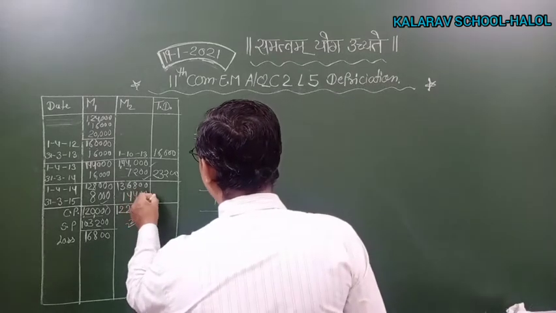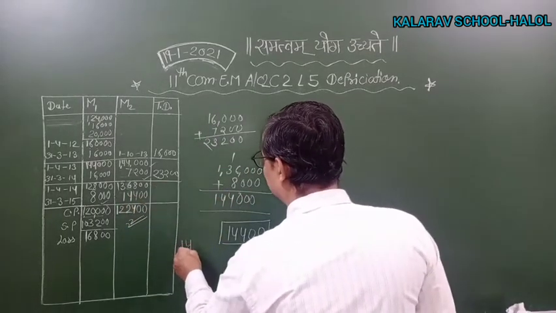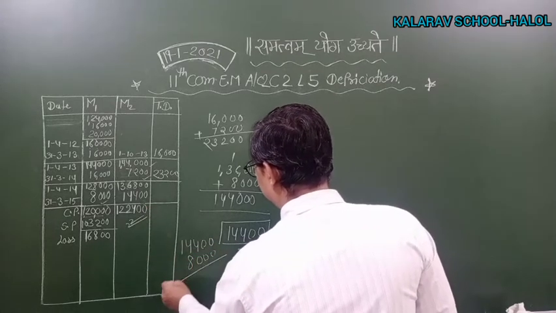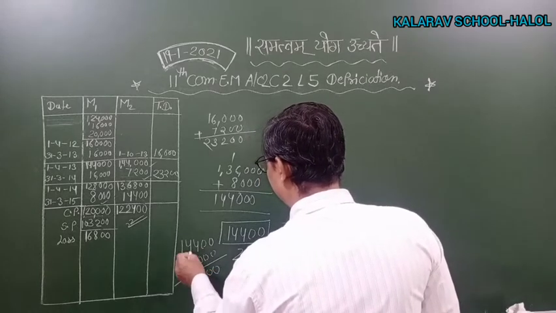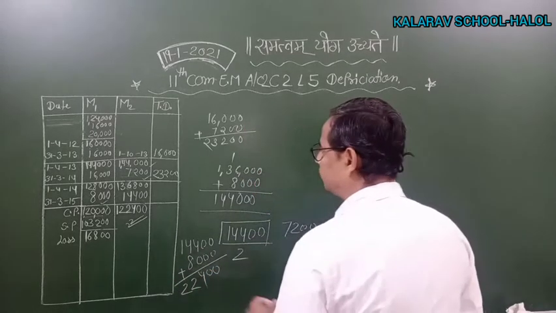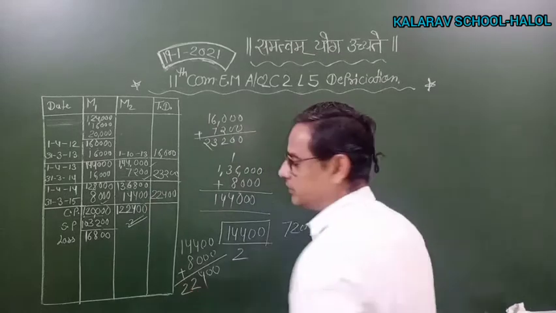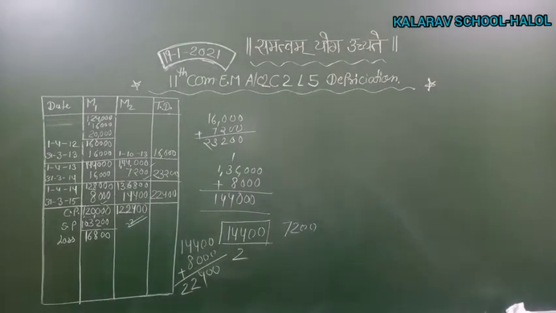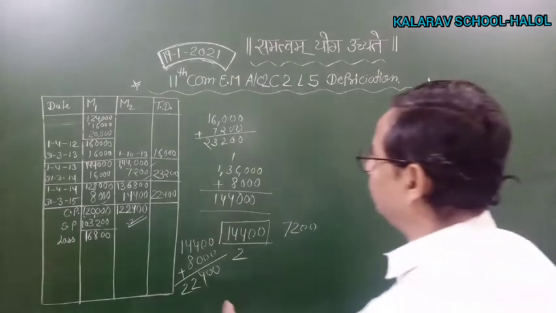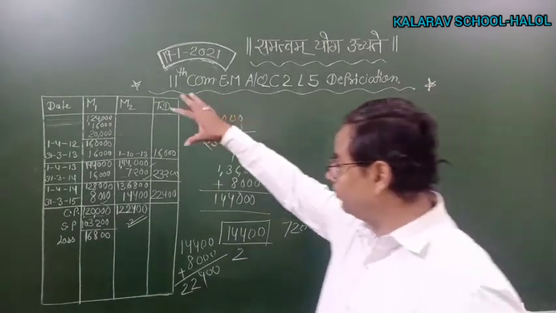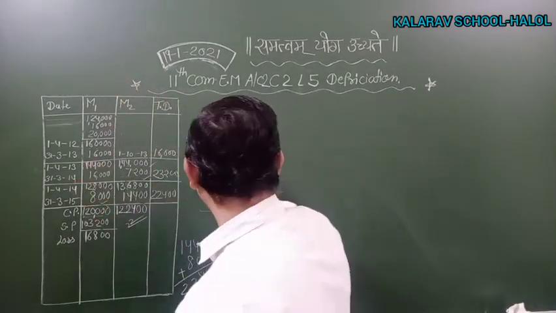Now depreciation in this year, 14,400 plus 8,000 is 22,400. This is the depreciation. Okay. So like this way we have done the entire sum. Is it clear? This is your working note. If you will make it properly, then you can solve the sum.